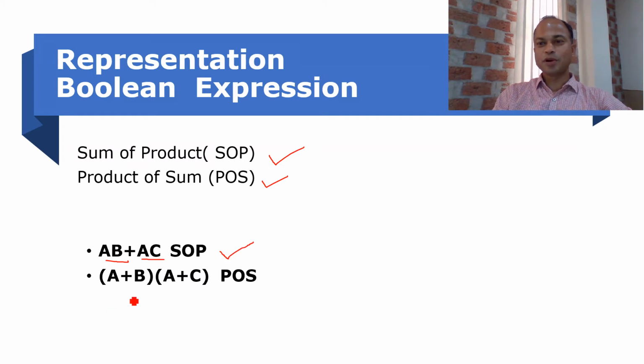Similarly, in the product of sum form, we take the sum first, then the product. Here a plus b is a sum, a plus c is a sum, and we are getting the product by (a plus b) multiplied by (a plus c). So these are various representations of a Boolean expression.